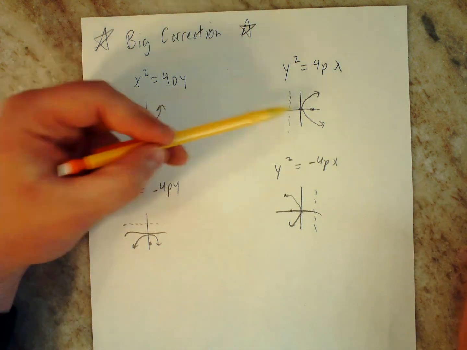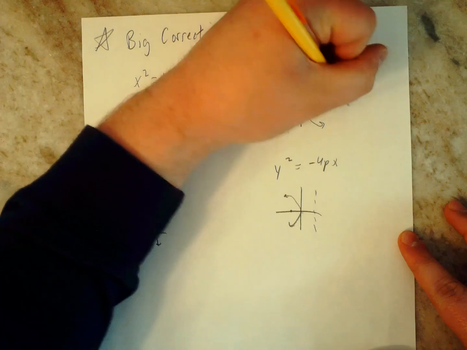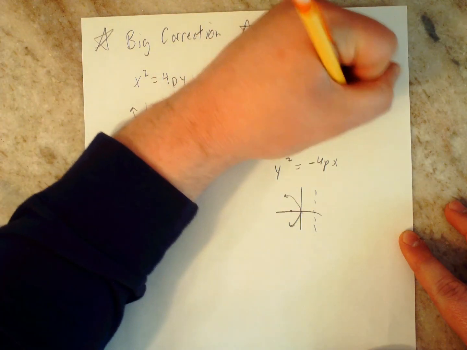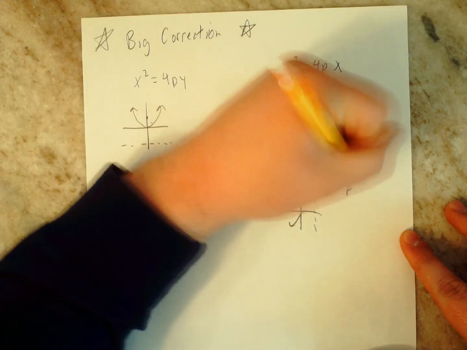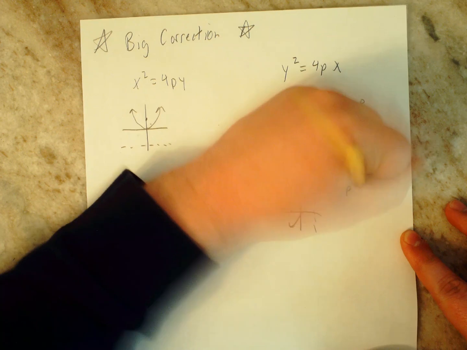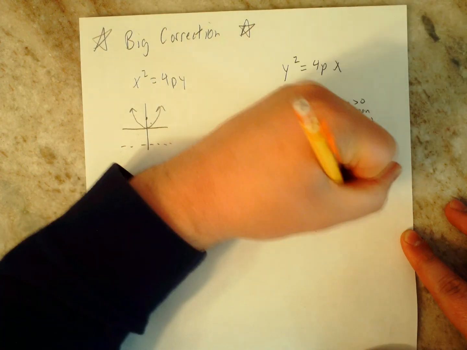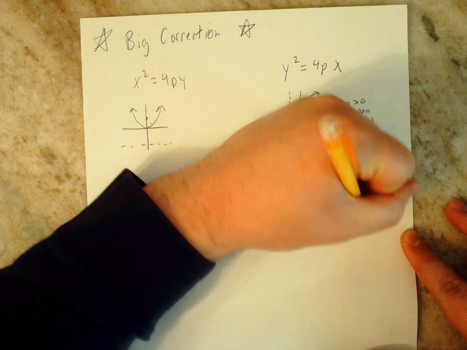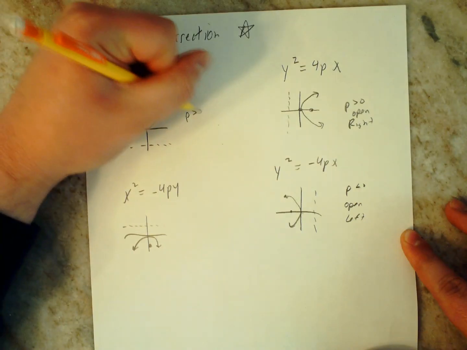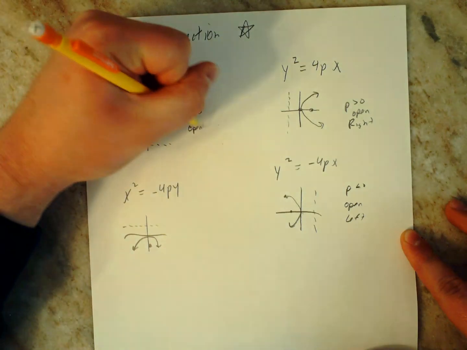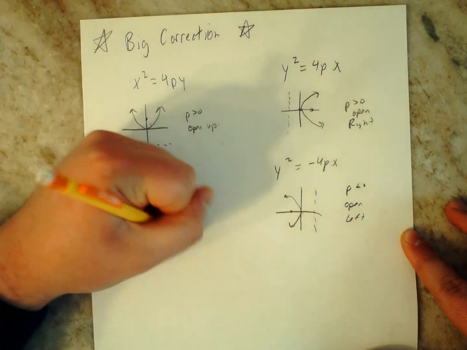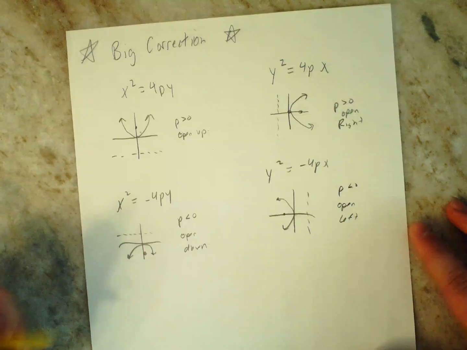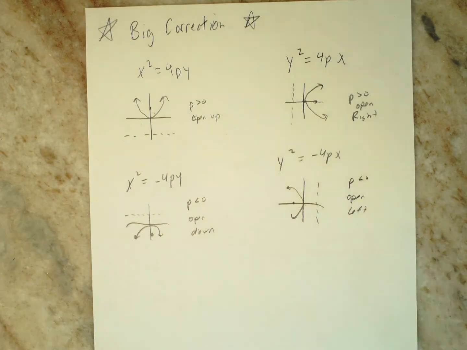y squared, positive to the right. So when p is greater than 0, it's going to open right. When p is less than 0, it's going to open left. Over here, when p is greater than 0, it's going to open up. And when p is less than 0, it's going to open down. So please, please, please copy that in your notes.